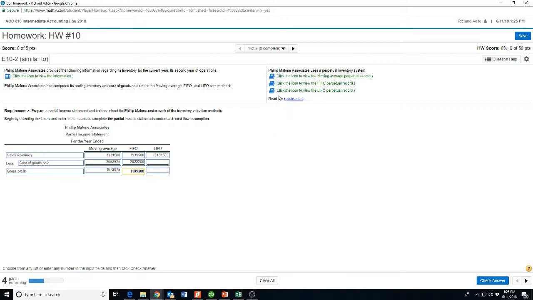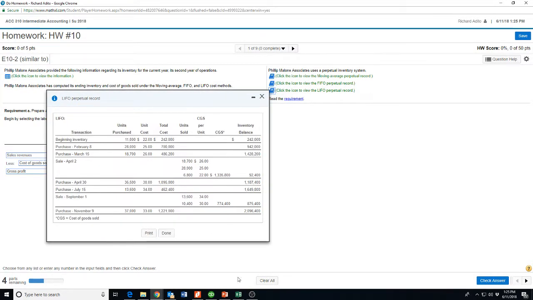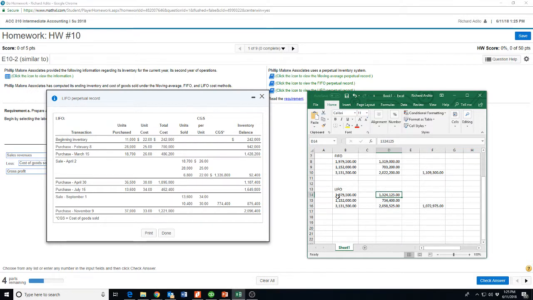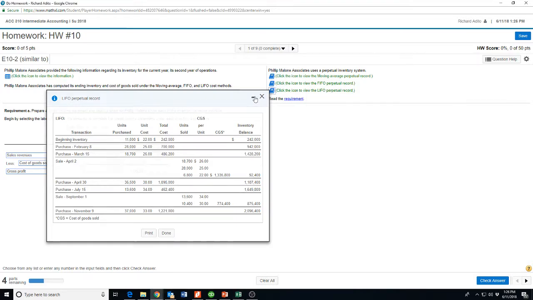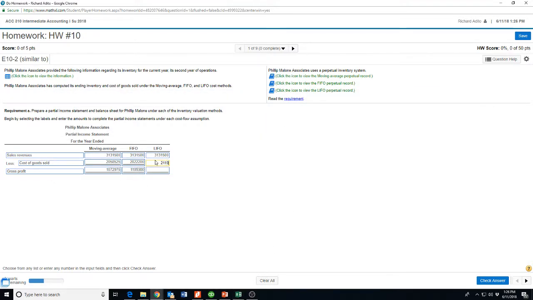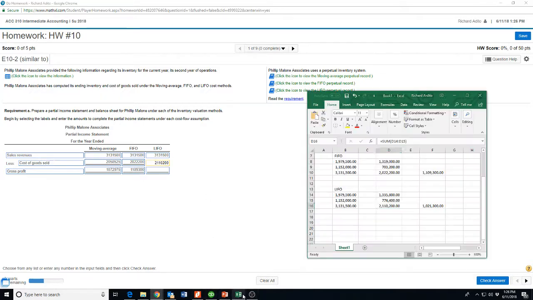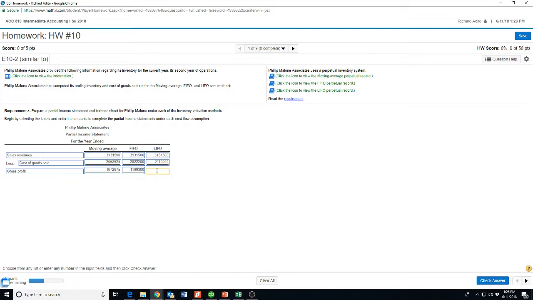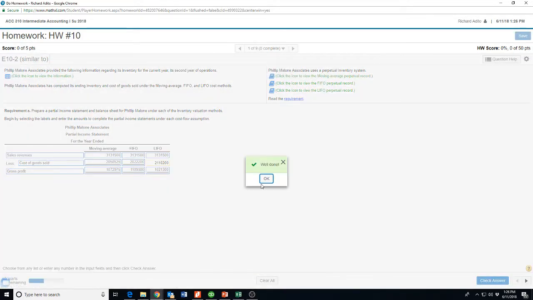Okay, now we just have LIFO. For LIFO, we need to replace these as well. It gives us the numbers 1,335,800 and 774,400. So this means our cost of goods sold was 2,110,200, and our gross profit is 1,021,300. And that should be the first part of this problem.